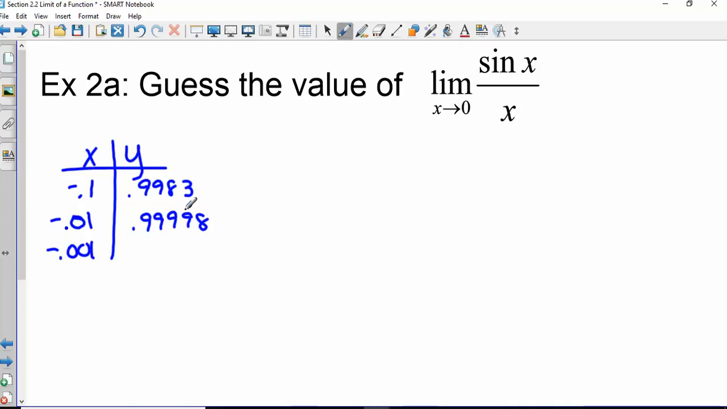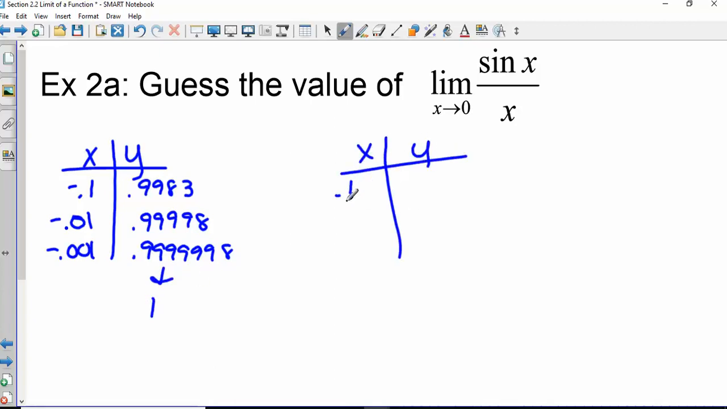Alright, so if we plug these in, this one looks like it is approaching what? 1. And if we do the other table, we are going to get the same values because it would be a negative on top and negative on the bottom and turn out the same.